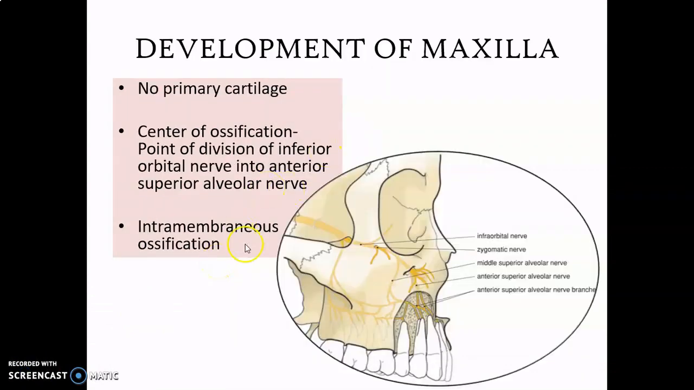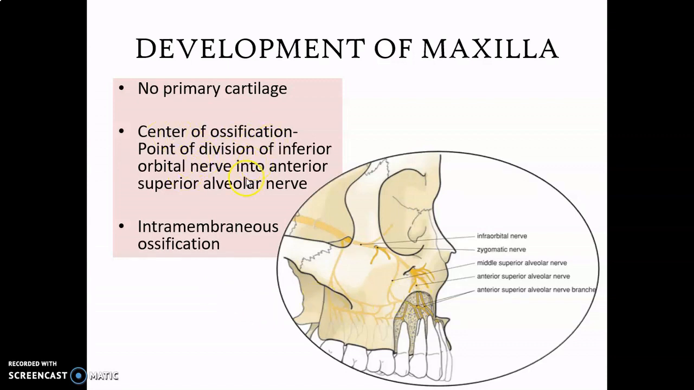Now let's move on to the development of maxilla. Even here, there is no involvement of any primary cartilage and maxilla is formed totally by intramembranous ossification. That is, the connective tissue or mesenchyme of the maxillary process of the first pharyngeal arch gets converted directly to bone, or ossifies directly to form the bone of maxilla.